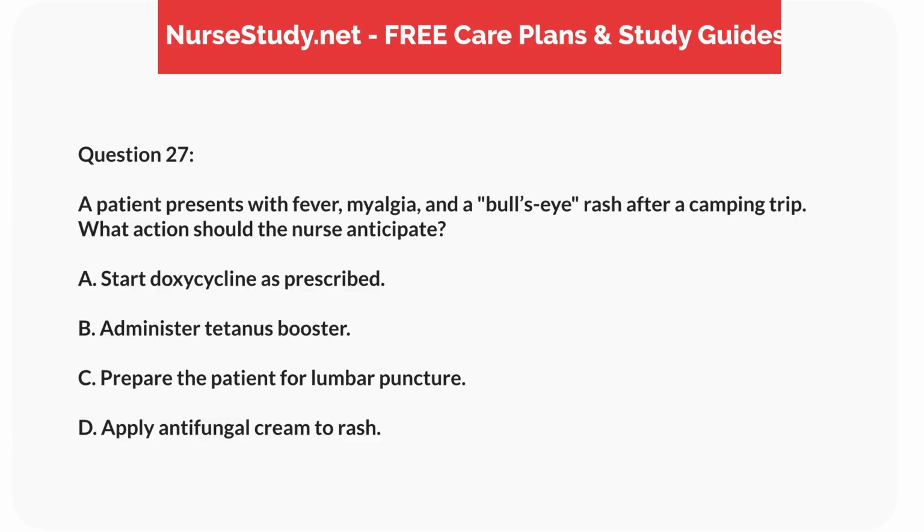Question 27. A patient presents with fever, myalgia, and a bullseye rash after a camping trip. What action should the nurse anticipate? A. Start doxycycline as prescribed. B. Administer tetanus booster. C. Prepare the patient for lumbar puncture. D. Apply antifungal cream to rash.